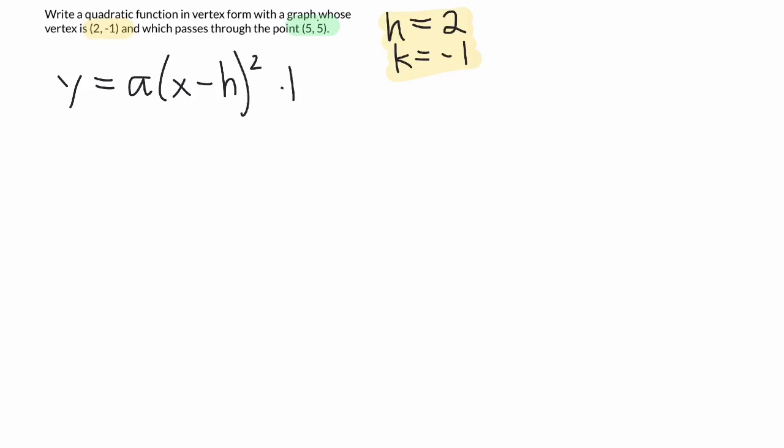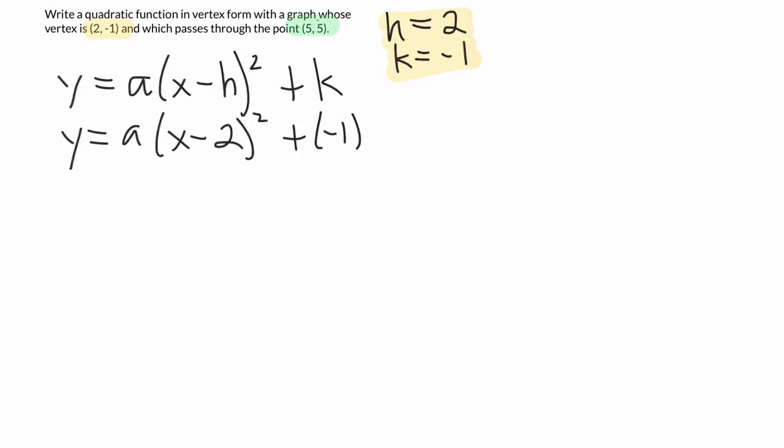I'm going to tell you that h equals 2 and k equals -1. And I'm going to write the vertex form over here. Y equals a times (x minus h) squared plus k. And now I'm going to substitute. Y equals a times (x minus 2) squared plus -1.